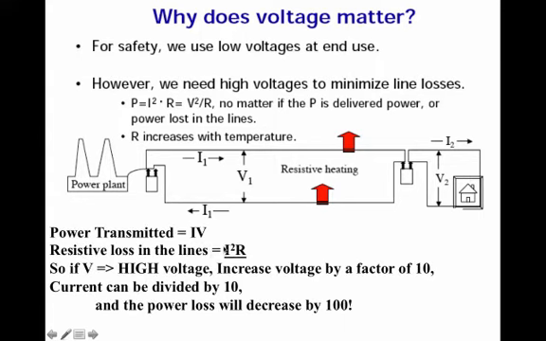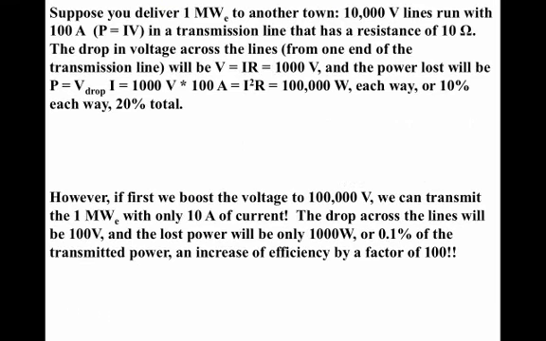So if we want to lower the current, we can just raise the voltage up and transmit the same amount of power. If we make the voltage very high, let's say we multiply the voltage by a factor of 10, we could transmit the same amount of power with 1/10 the current. And if we can cut that current down by a factor of 10, we cut the power loss in the lines by a factor of 100. So it's very important that we boost up our voltage as high as possible. This is another problem for you to work on that's essentially the same one.